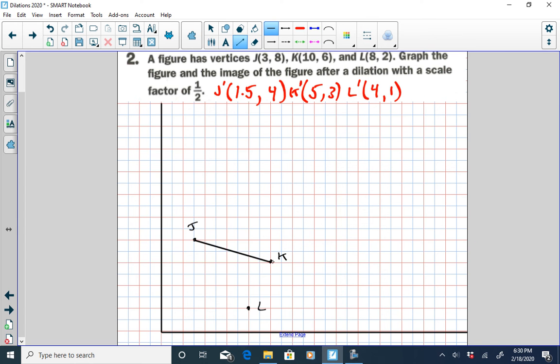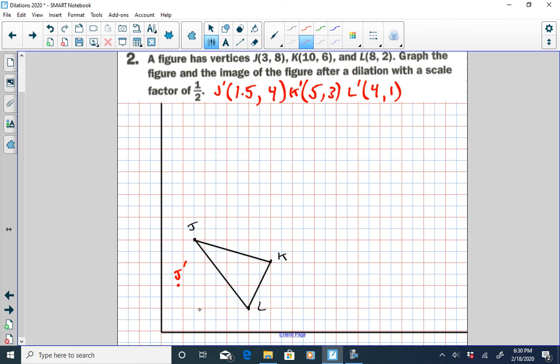Connect here, and connect here. All right, so there's my original triangle, JKL. My new triangle, let's locate that. I'll do it in red. J prime is located at 1.5, well, 1.5 is in between 1 and 2, comma 4. So there's 1.5, comma 4.